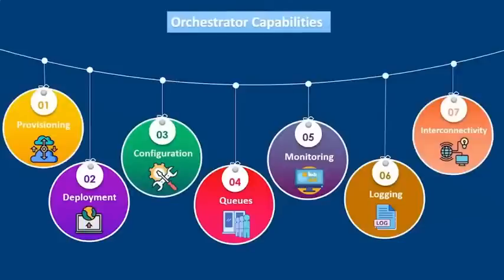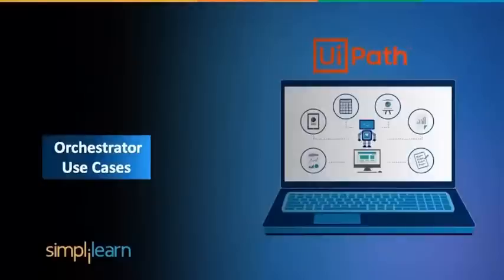Interconnectivity. Interconnectivity functions as a centralized contact point for third-party solutions or applications. Let's look at the Orchestrator use cases. The strength of UiPath Orchestrator comes from its ability to control the entire robot fleet. Let's look at the different use cases.